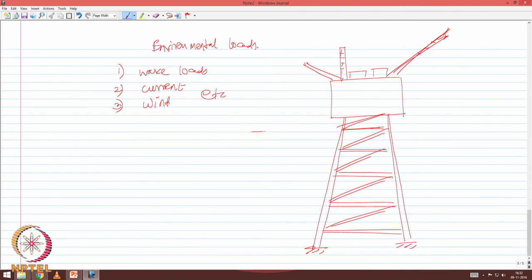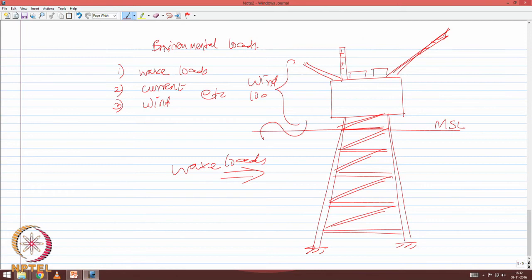If this is my typical water level, which is the mean sea level, one is interested to know what will be the distribution of the wave loads acting in the substructure and what will be the distribution of the wind load acting on the superstructure. Please pay attention to the screen now.